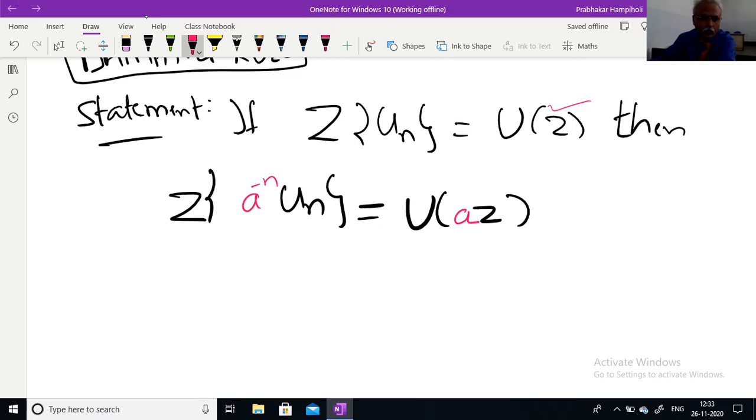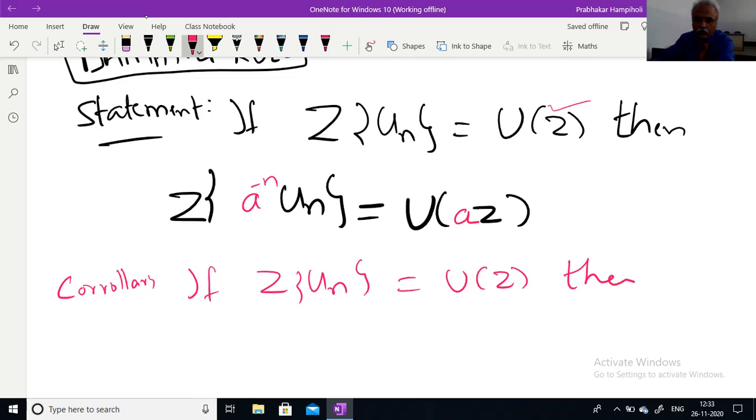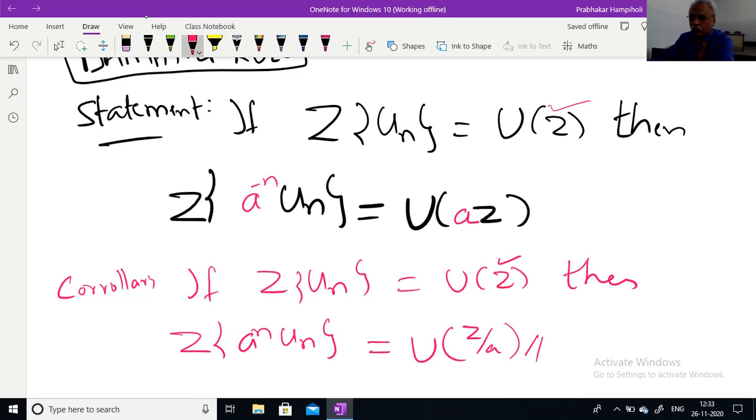But as a corollary we can reverse this order. Here you multiply, here you divide. If the z transform of u n is some function of z, then as a corollary I am reversing. Instead of dividing, I am multiplying here. So multiply here, whatever z is there, that becomes divided by a. Simple: 10 raised to n, z by 10; 5 raised to n, z by 5, like that. So these two together are known as the damping rule.